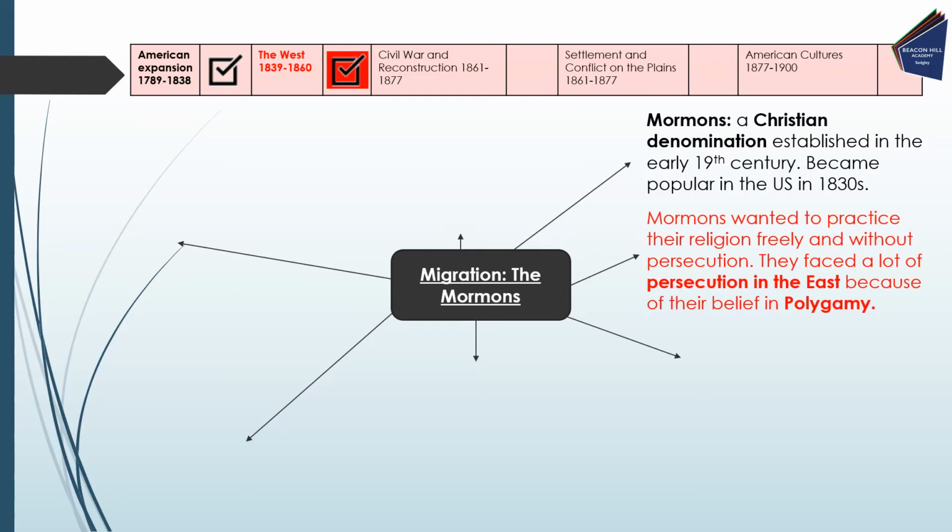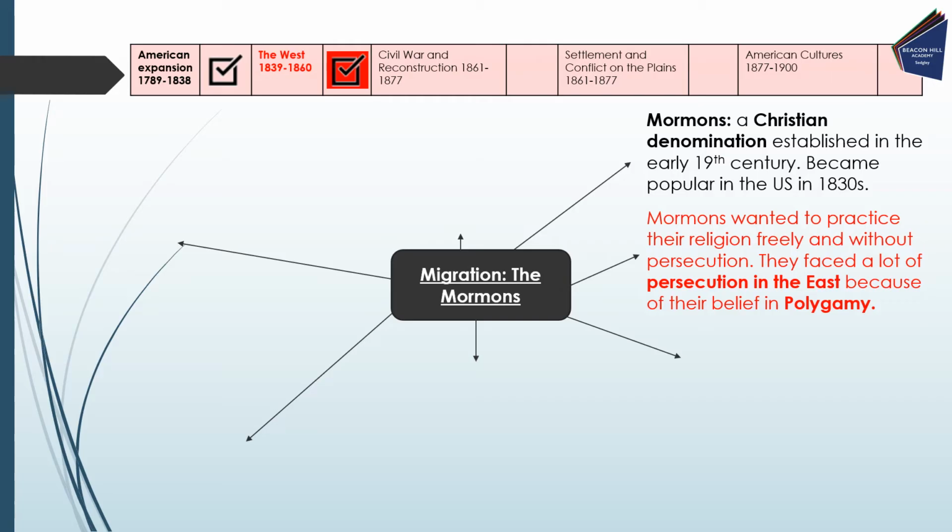And the main thing that you need to know about the Mormons, because this lends itself well to explanation if it was a PEEL paragraph that you were writing, is the reason why they move west. So they move because of the persecution that they are facing in the east. And the main reason they are facing persecution is because of their unique belief in polygamy, which is a man having multiple wives. So this leads to a lot of discrimination and leads to them wanting to escape really to the west.